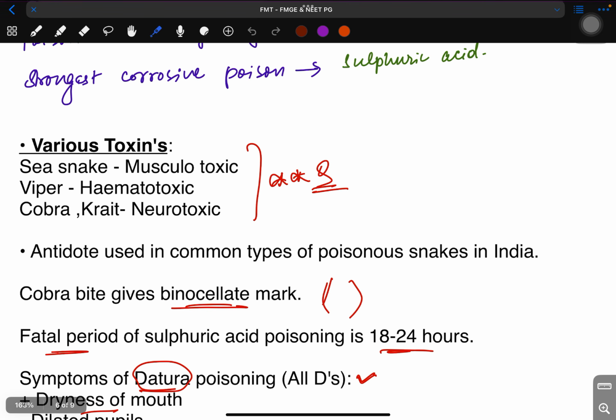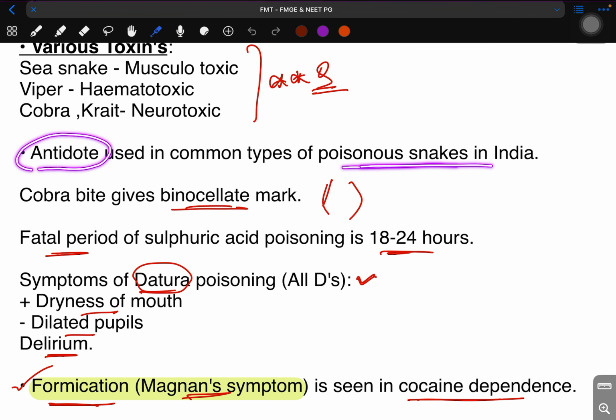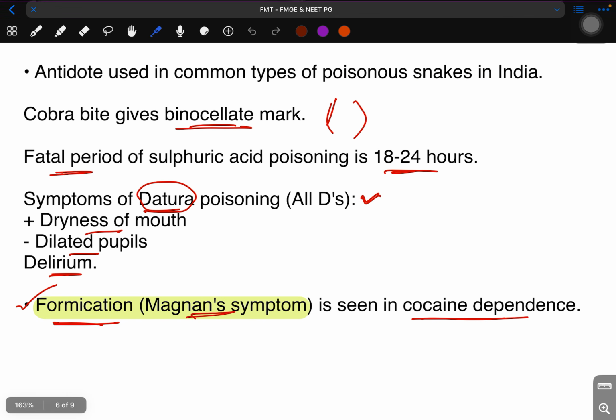Various snake poisons. This snake will have musculotoxic effect. Viper will have hematotoxic effect. Cobra and krait will have neurotoxic effect. Antidote used in common types of poisonous snakes in India: in all types of poisonous snakes in India, we use the antidote. Cobra bite gives a binocellate mark. Due to the teeth distribution, we will find a binocellate mark if a cobra bites.